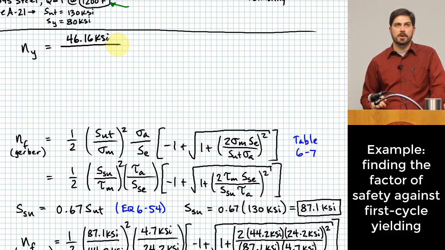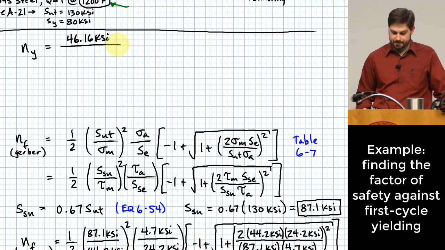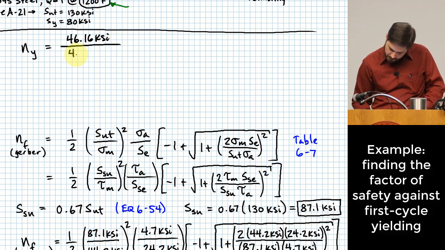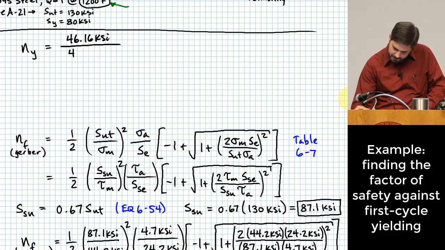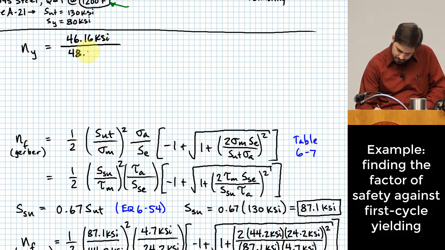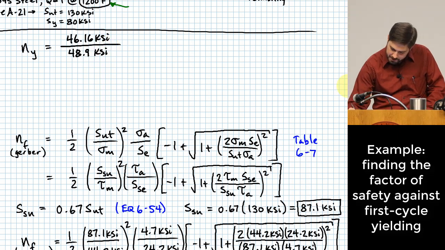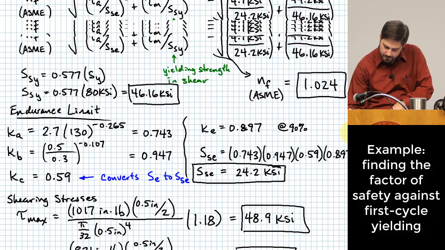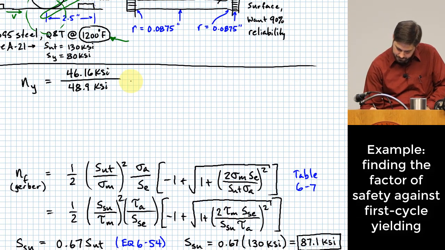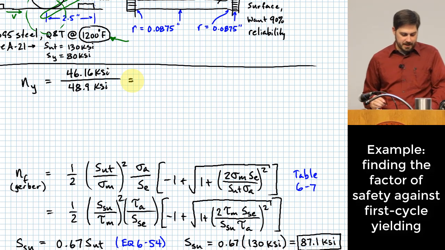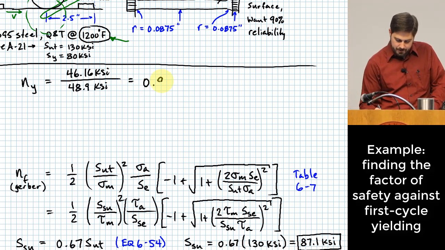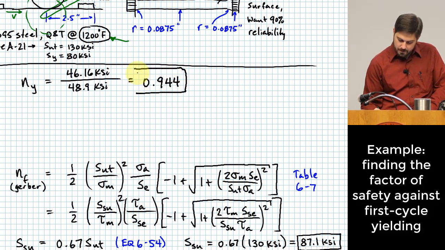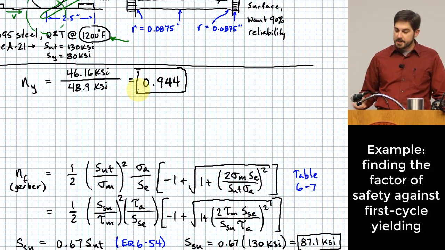And what's our maximum shearing stress that we induce in this shaft? Okay. 40, what was it again? To remind ourselves where that came from, it came from down here, 48.9 KSI. And if we plug these in, we find out what? This tells us that we are likely to have first cycle yielding.